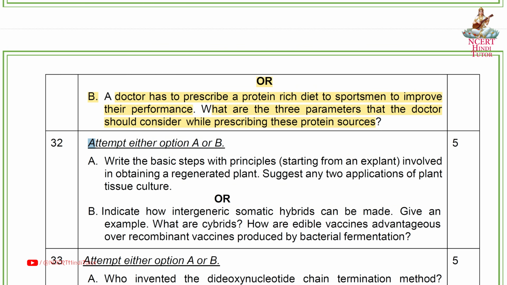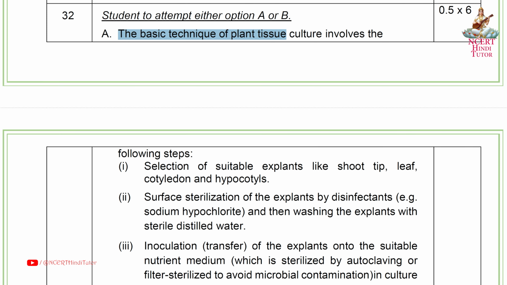Question 32. Attempt either option A or B. A. Write the basic steps with principles, starting from an explant, involved in obtaining a regenerated plant. Suggest any two applications of plant tissue culture. Answer. The basic technique of plant tissue culture involves the following steps.